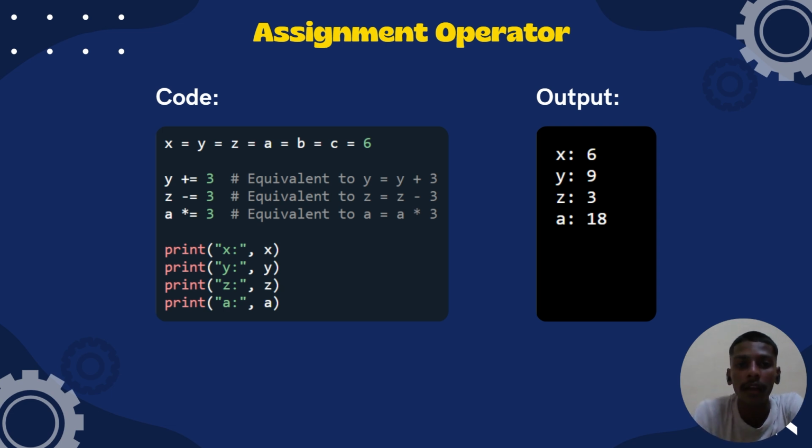y has been given the value 6 as per the variable values. 6 plus 3 becomes the y value 9 here.